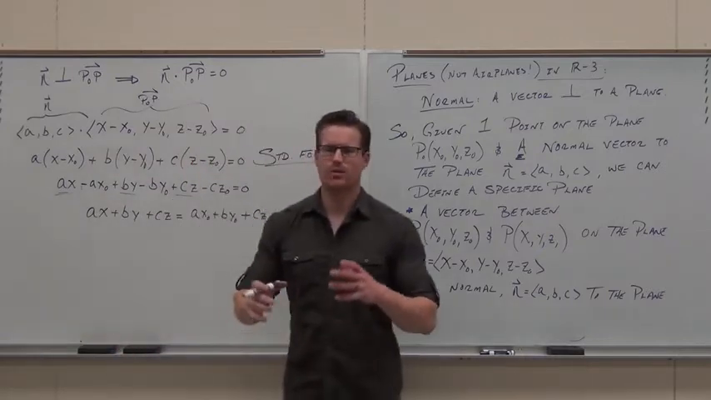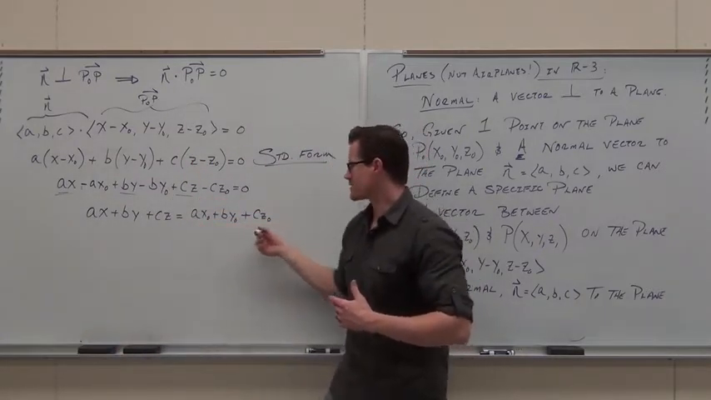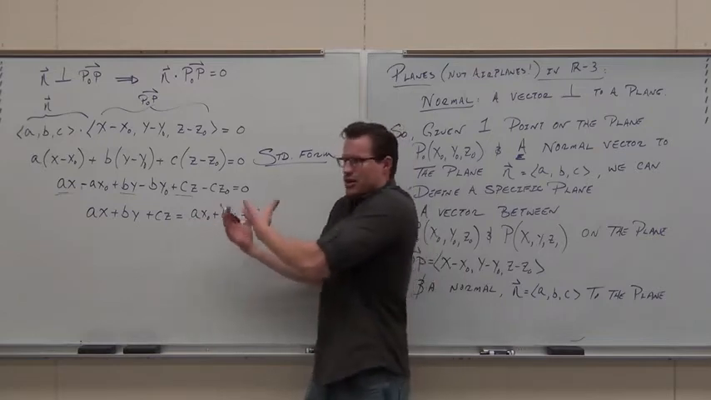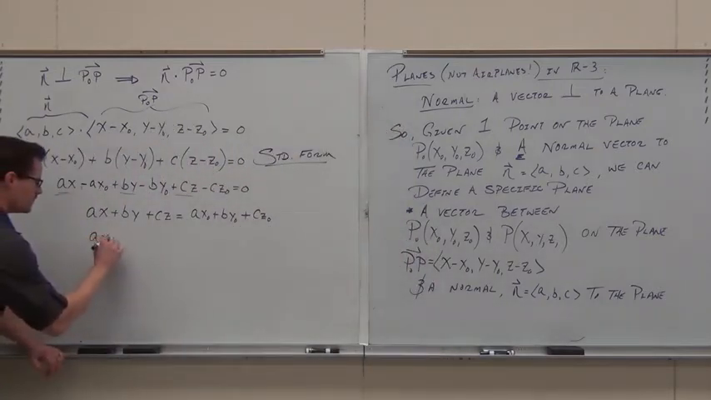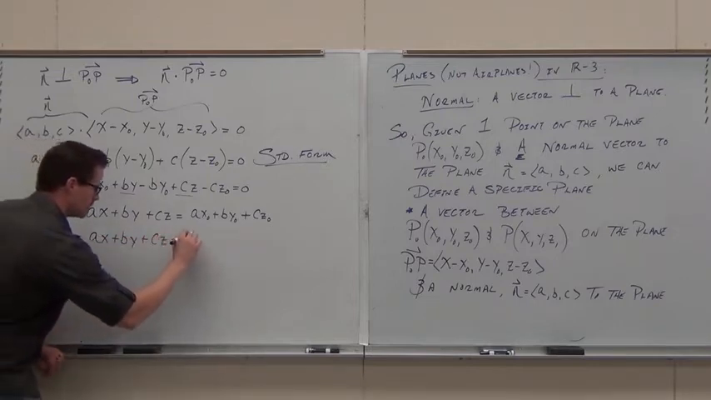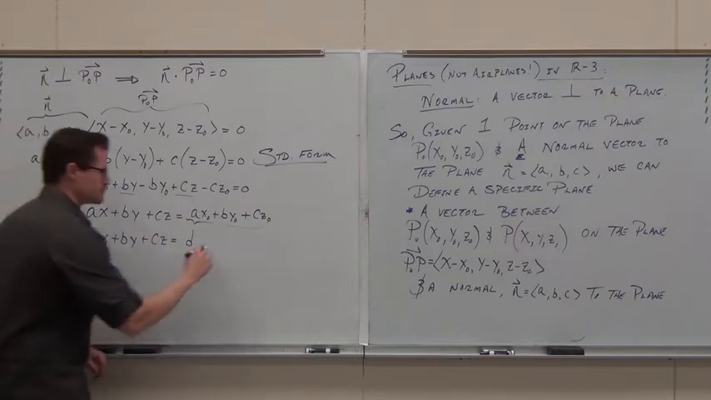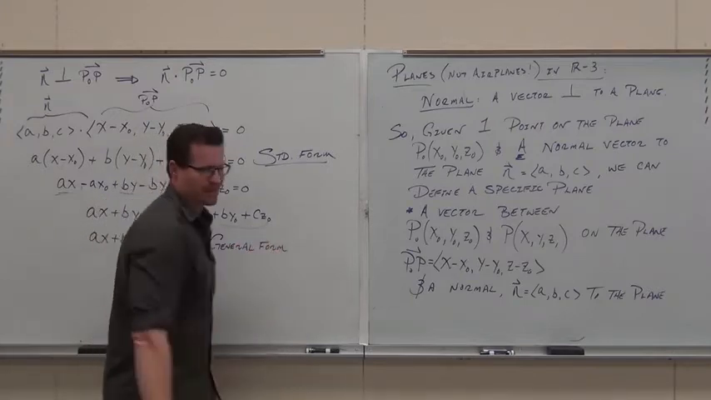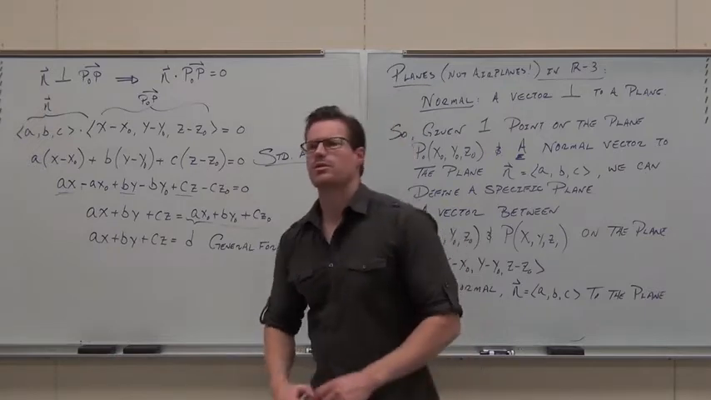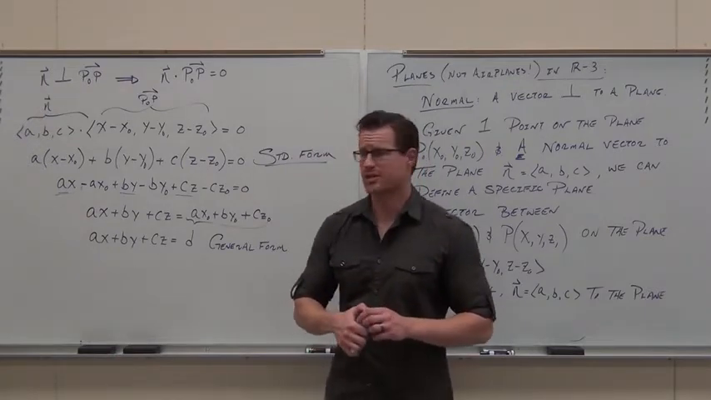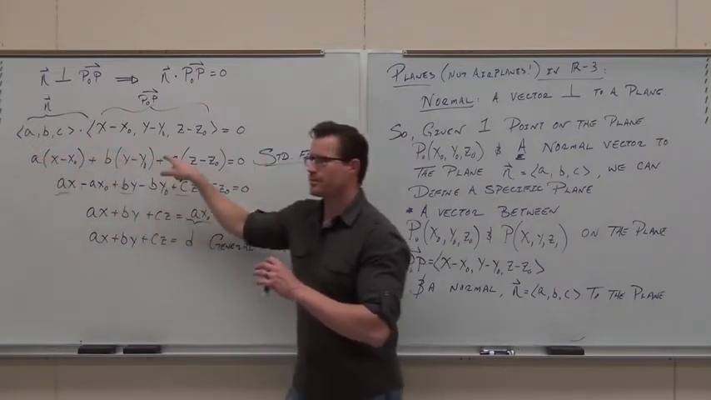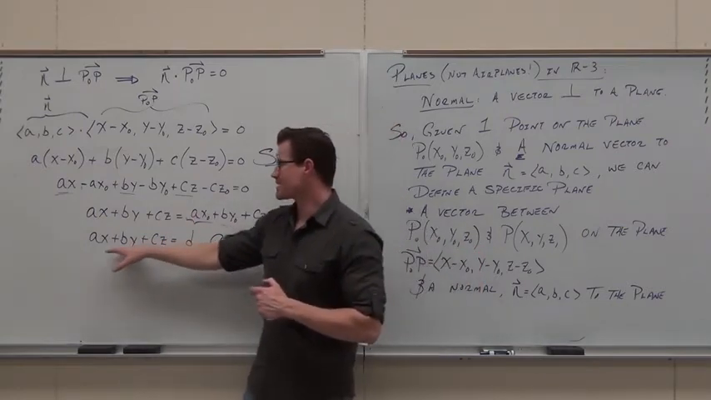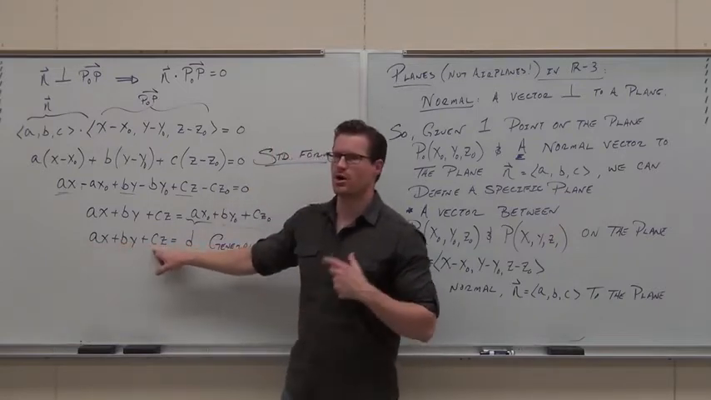Now this all looks very fancy. I don't want you to worry about the fancy. I want you to worry about the next thing. Do you see that this is all going to be one number? Just a number. We call that number D. That number D is just all the junk. That's general form. This works so much like point slope into slope intercept. We use a point and a normal to get down to this sort of thing. It's not really slope intercept, but it's a lot easier to work with. This doesn't quite give you a point, but it definitely gives you a normal vector really easy.